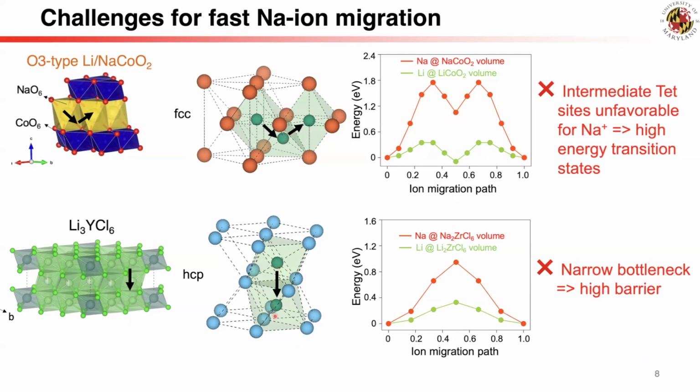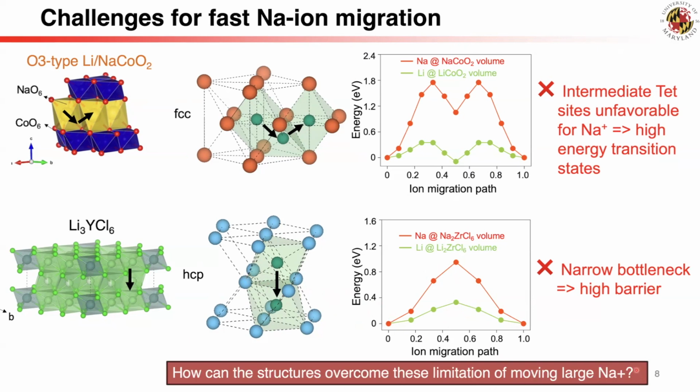Hexagonal close packing also gives a very low barrier for lithium diffusion, but a very high barrier for sodium diffusion, because of the narrow bottleneck given by these 3 chlorine ions, which gives the high energy barrier. So that's why these chlorides are very good lithium conductors, but show much poorer performance as sodium conductors, because of this narrow bottleneck.